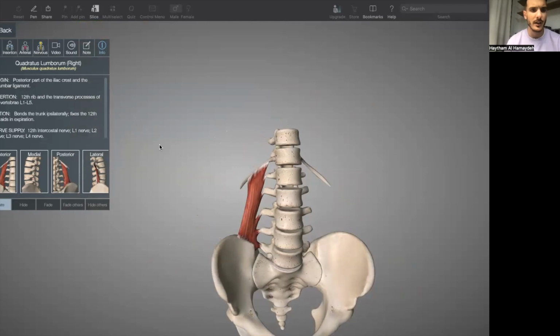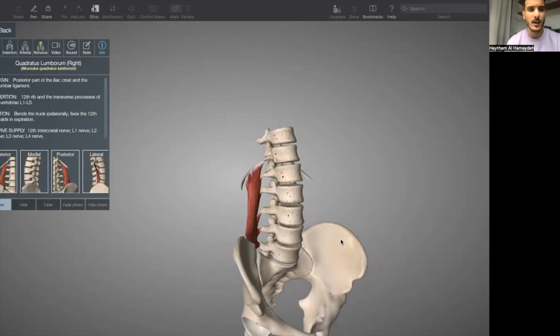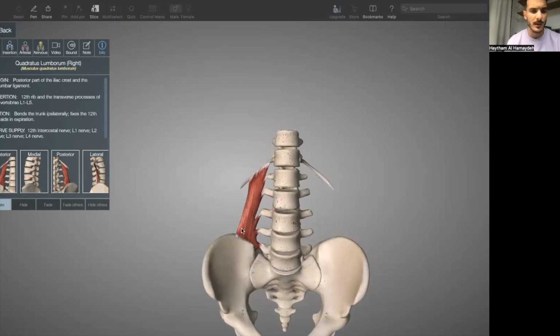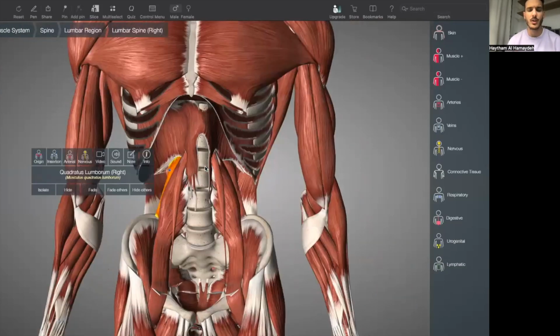Action: it bends the trunk ipsilaterally, fixes the 12th rib, and aids in expiration. So that's when we were talking about breathing out. Nerve supply: 12th intercostal nerve, L1, L2, L3, and L4 nerves. So this is the Quadratus Lumborum. These are the muscles of the posterior abdominal wall. In some books, you can also see that the diaphragm is part of them because it makes part of the posterior abdominal wall.